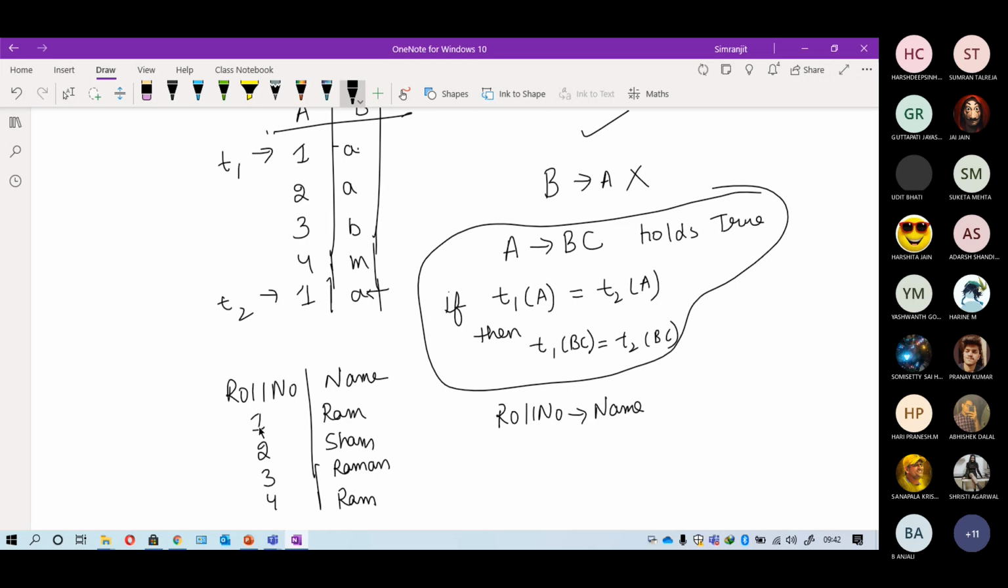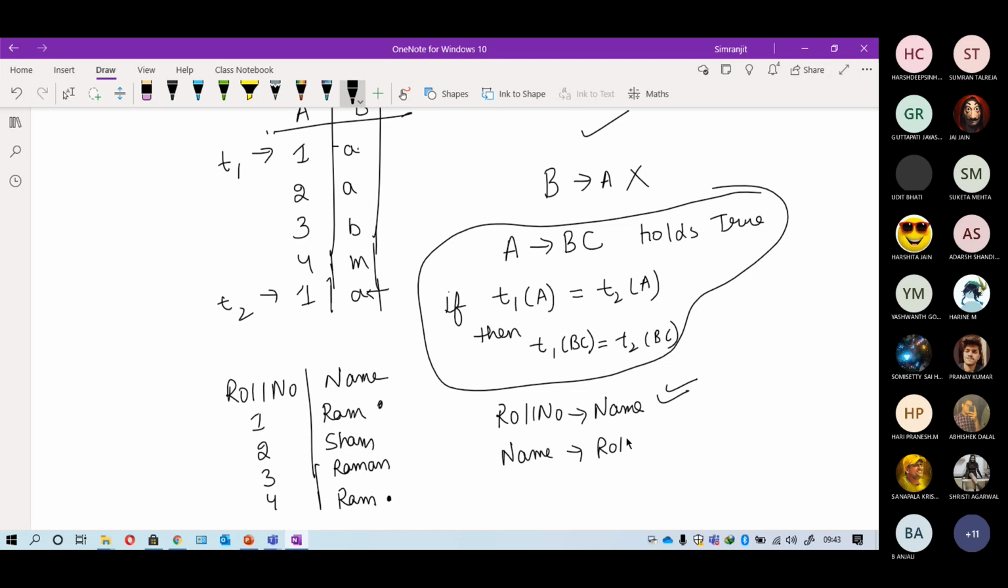First of all, there is no repetition on the left hand side. If there is no repetition on the left hand side, you can directly say it is functionally dependent. The functional dependence always holds. Here, one roll number is Ram, and again Ram is repeated here, so I do not need to worry about that, because name can be the same. And I'm not asking whether name is functionally dependent upon roll number.